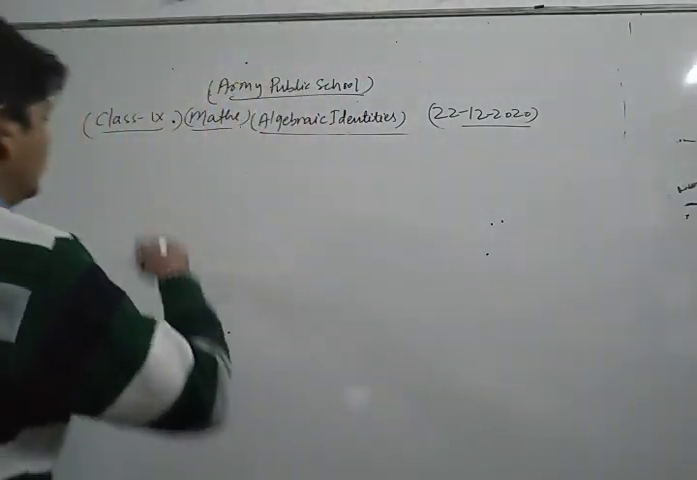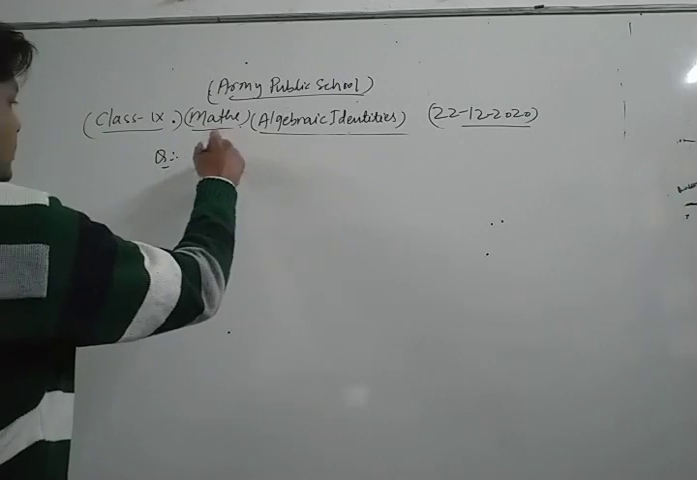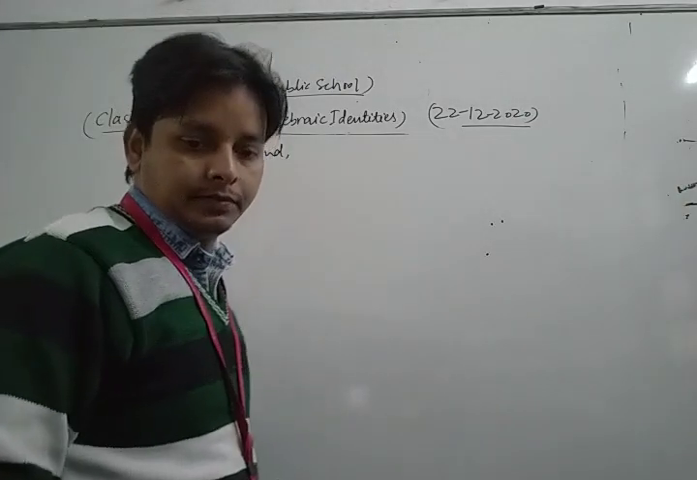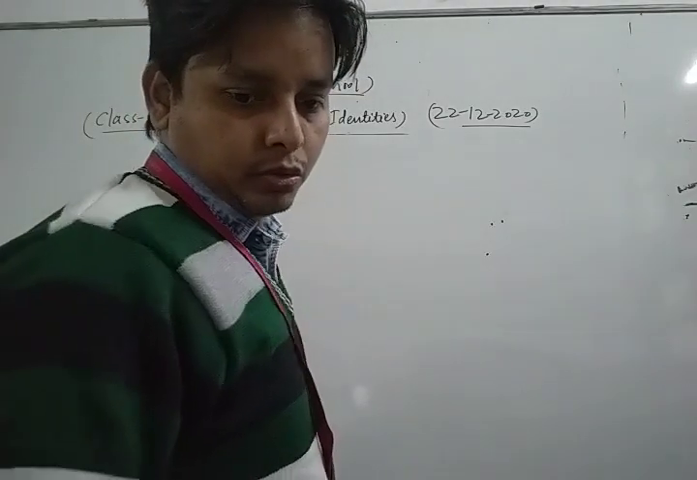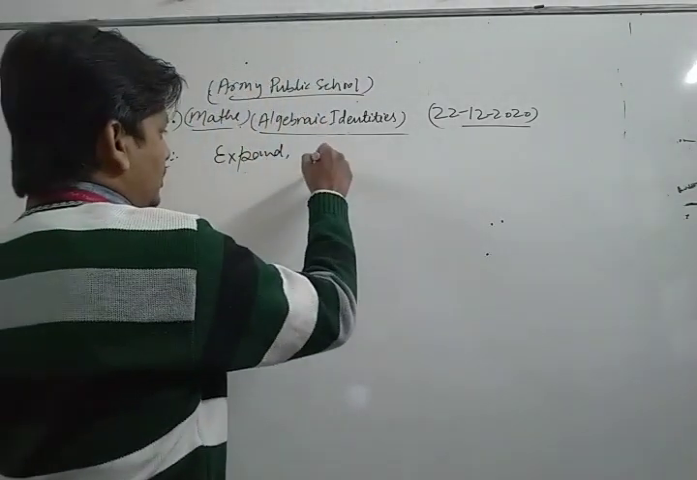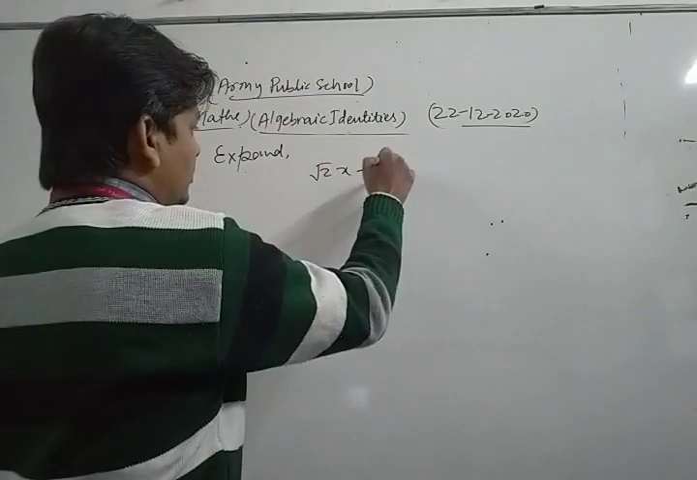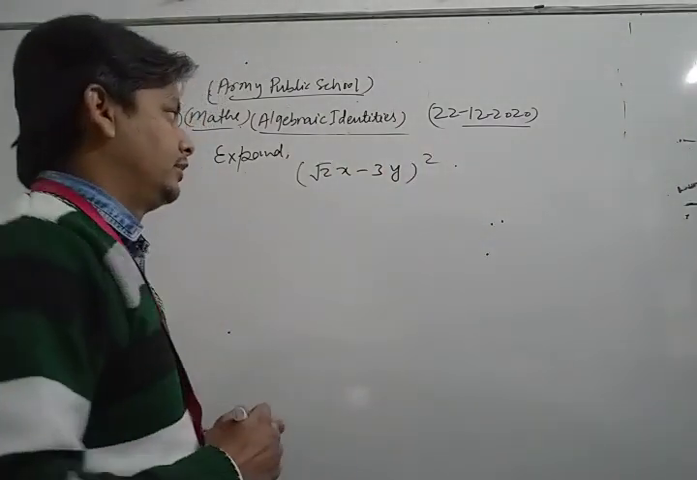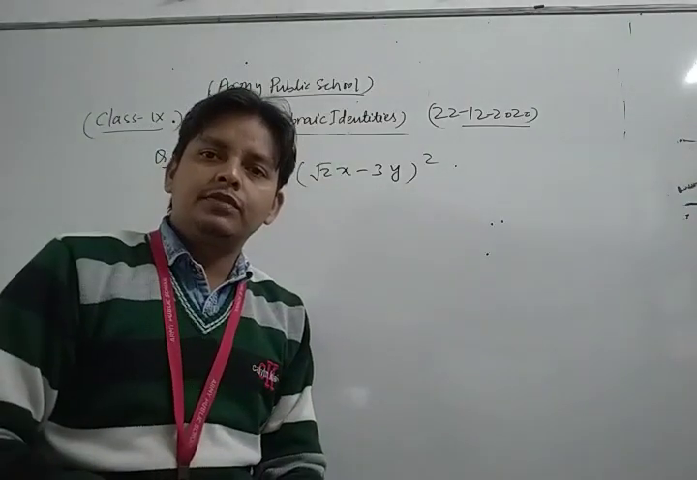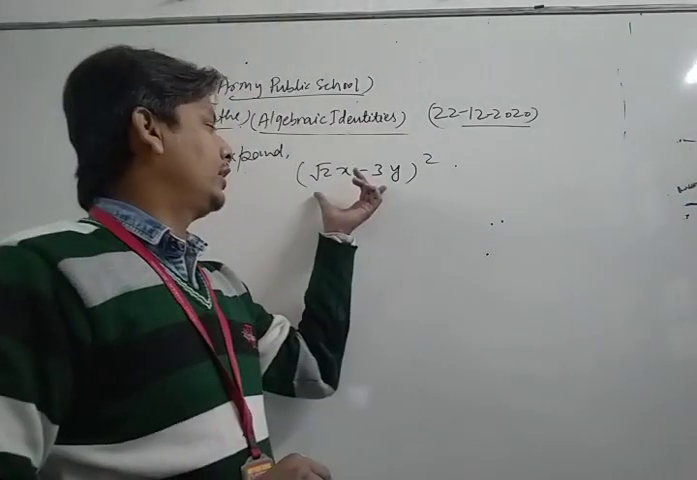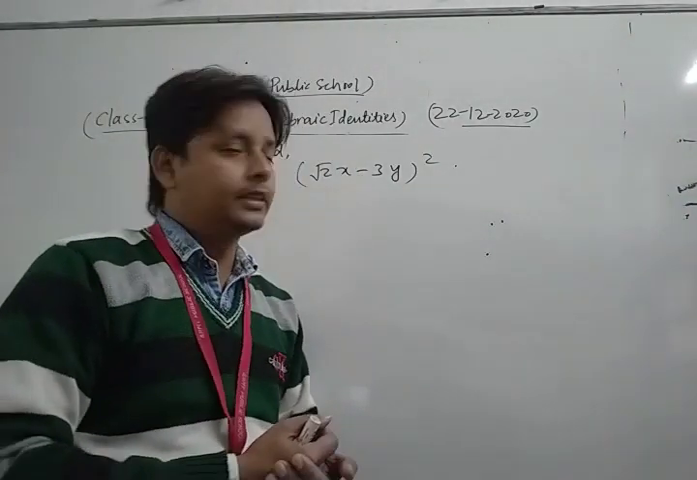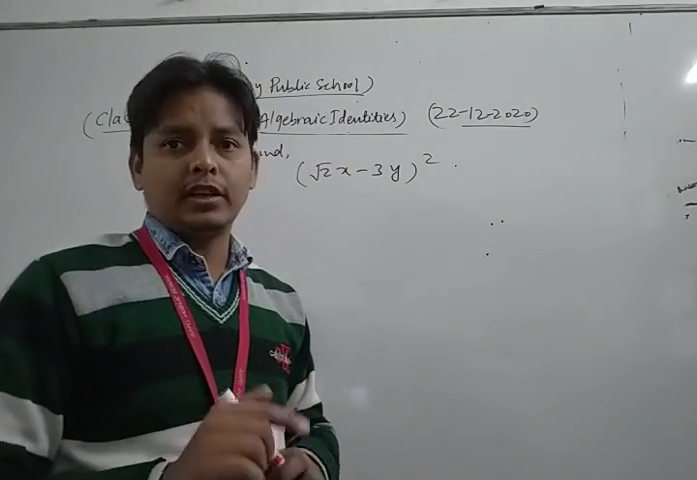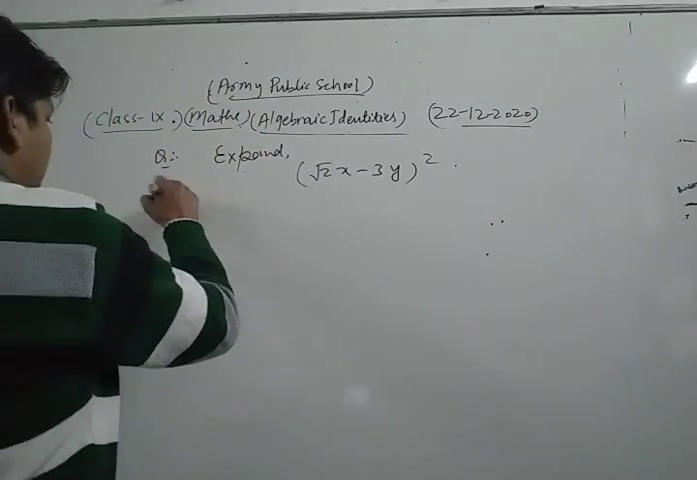Expand. The question is: expand root 2x minus 3y whole square, that is, (under root 2x minus 3y) whole square. This is the question here. Our question is to expand the value of (under root 2x minus 3y) whole square. Okay, we just expand it. Now let's see its solution.